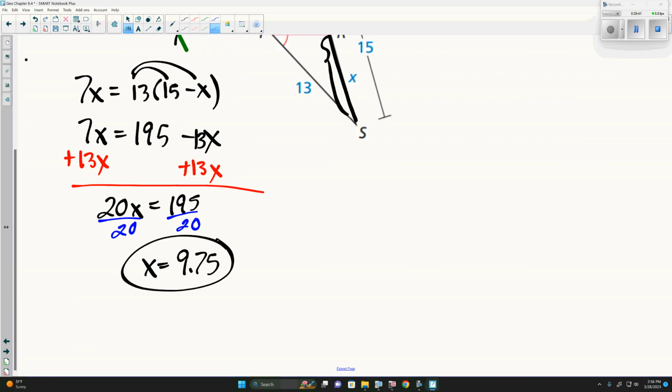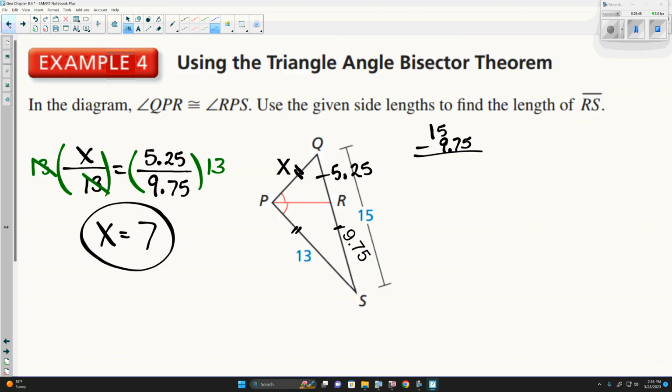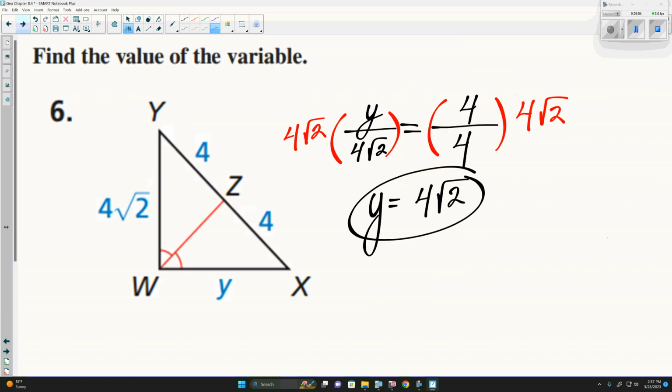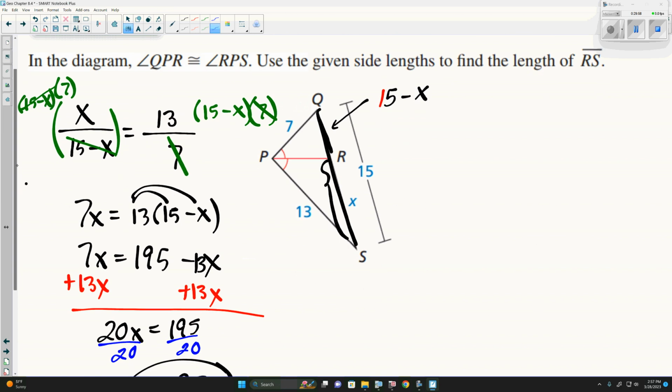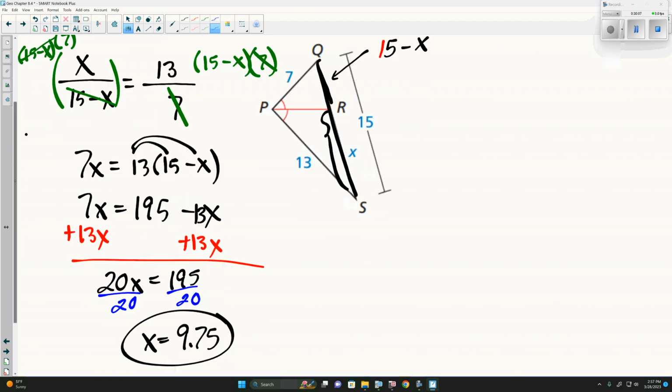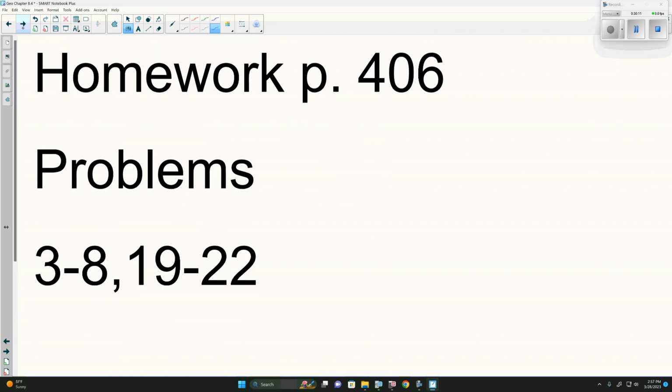So the missing length that we were looking for is 9.75. Is that surprising? So this is what it would have originally been, but I rewrote it so that it did work out the other way. That's it.